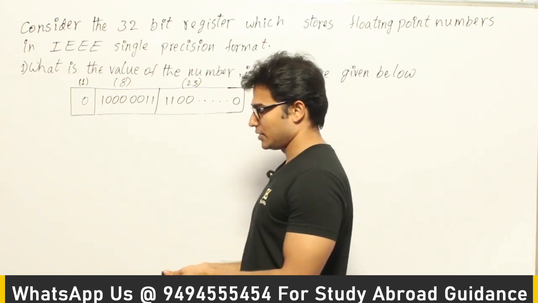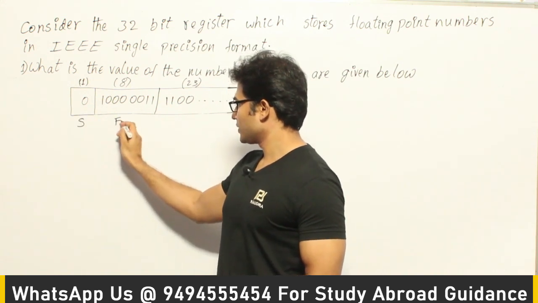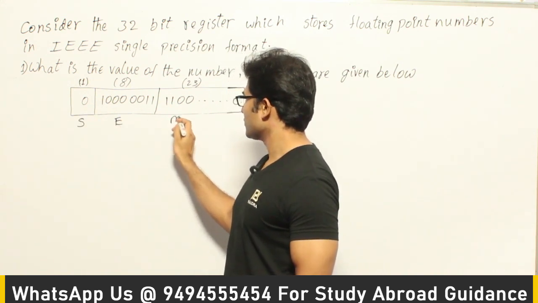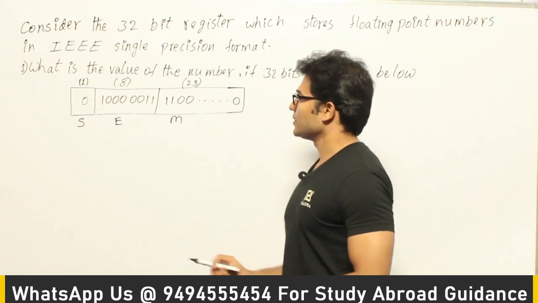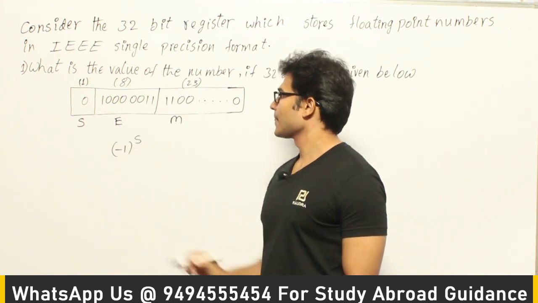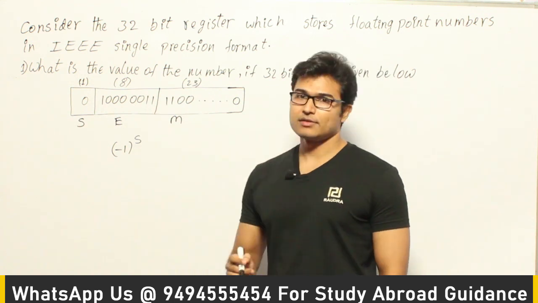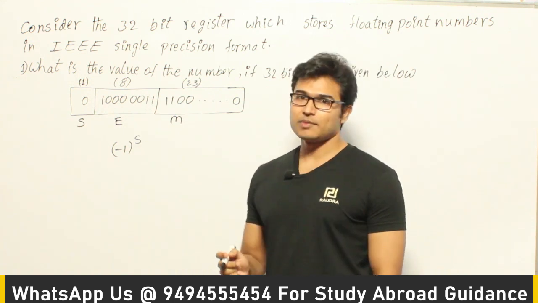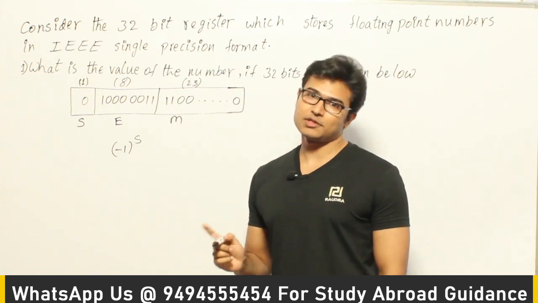We know that the first bit is going to represent the sign, and the next 8 bits are going to represent the exponent, and the last 23 bits are going to represent the mantissa, right? Okay, now how to write it: minus 1 power s into mantissa. One more thing, you have to identify the exponent first. Depending on the value of the exponent and mantissa, we are going to decide which number it is.